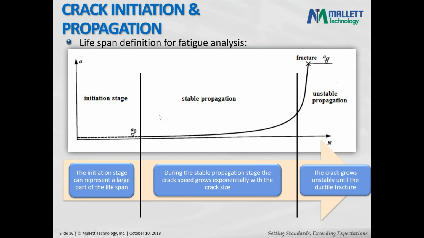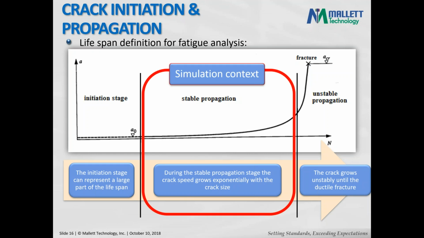And from this point on, stable propagation is where fracture mechanics propagation calculations kick in. And the last stage here is unstable propagation. That means the crack will grow in an unstable manner, and it will just fracture. And so we don't model this last stage. This is similar to a creep curve, where we don't model the last stage of creep, or the last stage of unstable crack propagation.